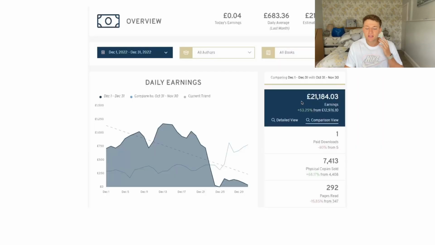So now, just for a little bit more context for what I'm saying, you can see here a screenshot from my royalties I earned from December 2022. You can see I sold 7,500 units in a single month.